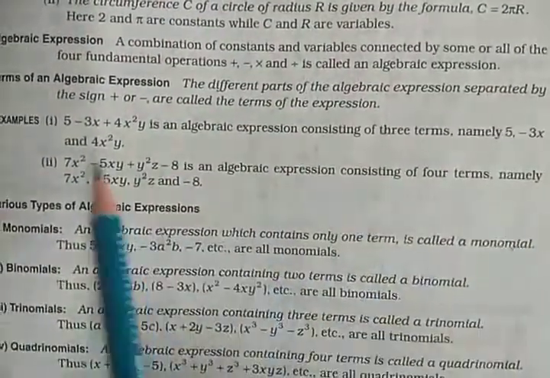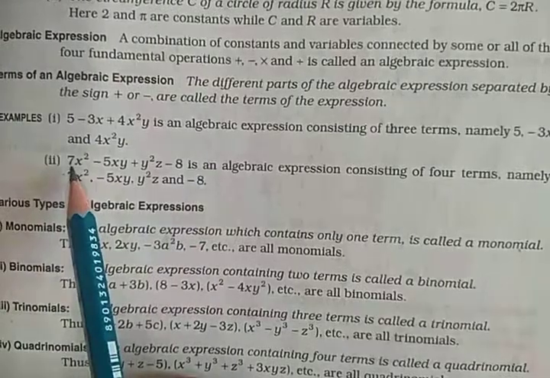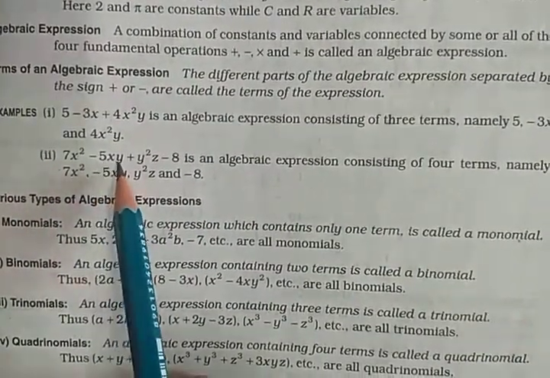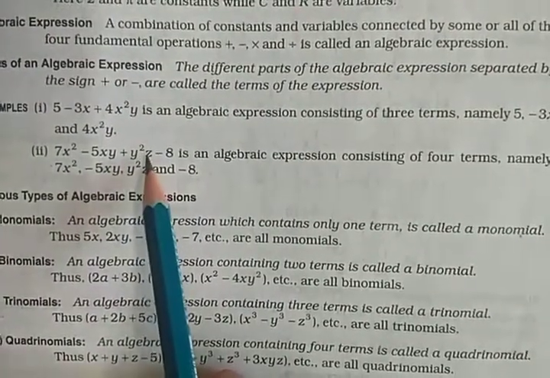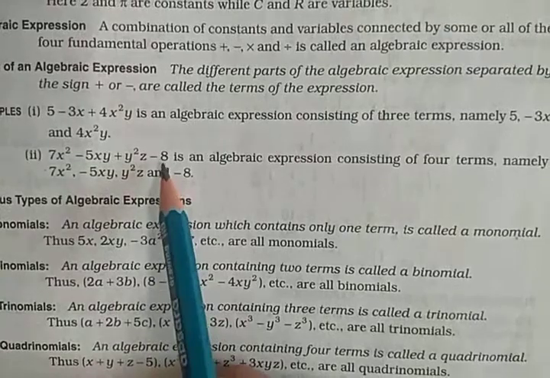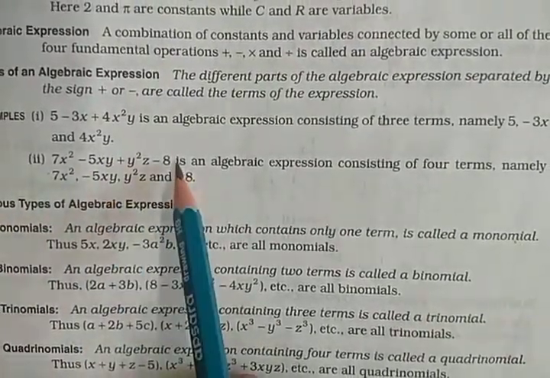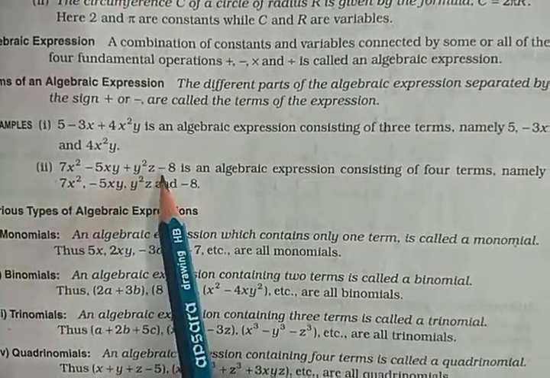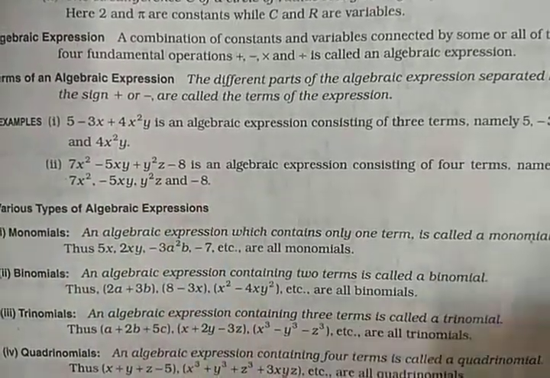One more example, this is an algebraic expression. 7x square is one of the terms, minus 5xy is one of the terms, plus y square z is one of the terms, and minus 8 is another term. These terms are connected by the fundamental operations minus, plus, minus. So it is an algebraic expression and these are the terms. Four terms are there.